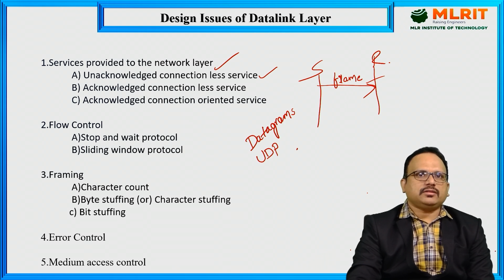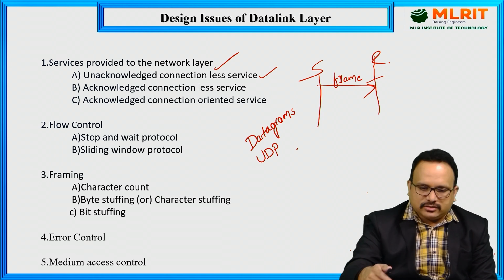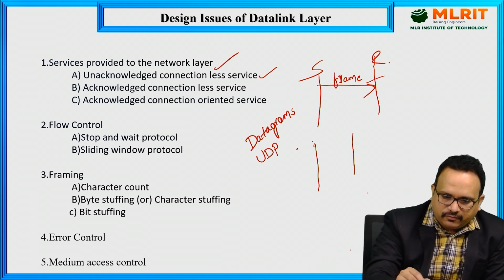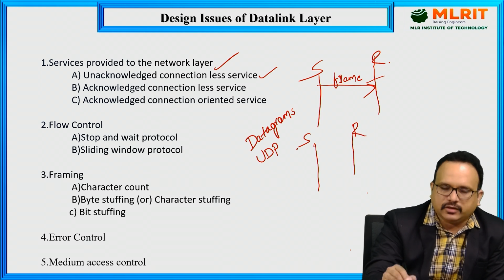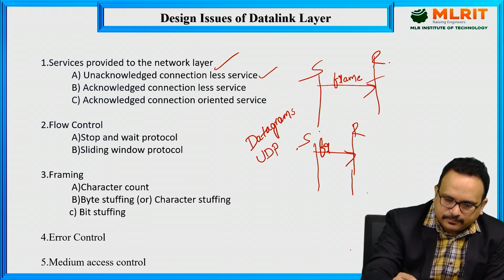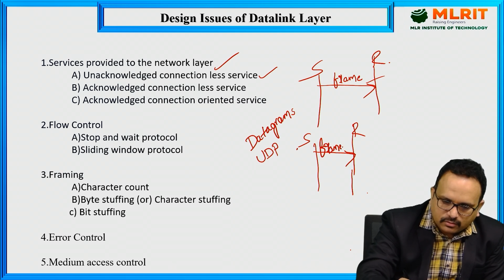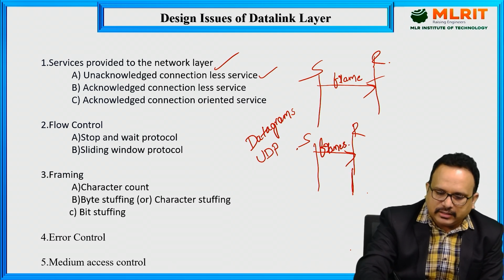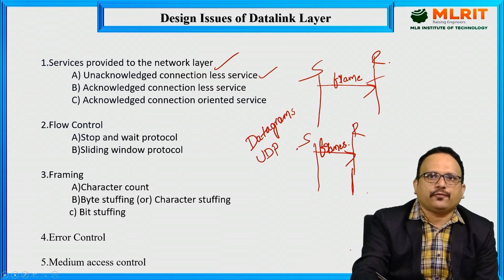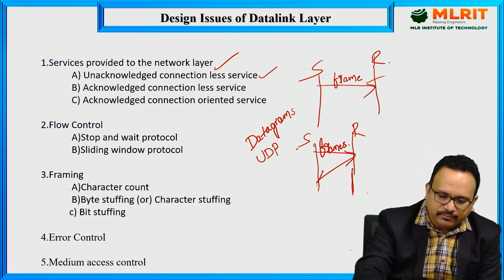And the second one is acknowledged connectionless service. So see here, acknowledged connectionless service in the sense, for example, here we have a sender and we have a receiver here. So say for example, the data is being transmitted by the sender to the receiver in the form of frames. And for whatever data that is being transmitted, for that particular received frame, the receiver is going to transmit the acknowledgement.